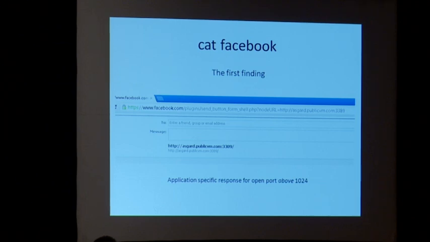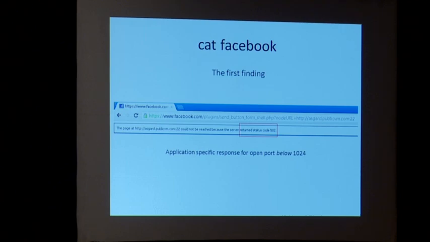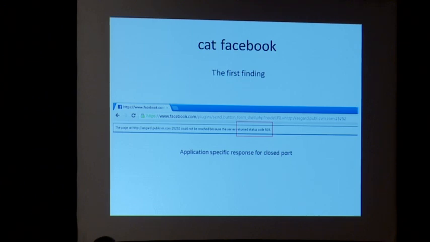So there is an application-specific response for an open port above 1024. I don't know why the behavior was this way with Facebook, but when connecting to an open port above 1024, I had text. When connecting to a port below 1024, it said the page at whatever server could not be reached because the server returned status code 502, although the status response that I received as HTTP was 200 OK. But in the backend, a 502 was received. For a closed port, it said server returned status code 503. So based on these error messages, I could build a port scanner around this.